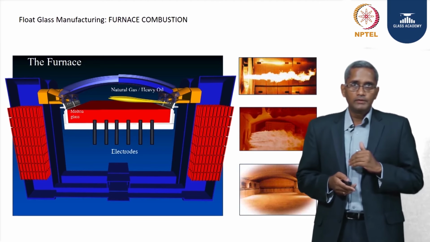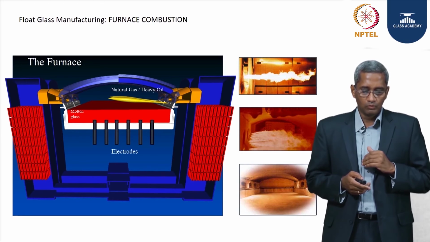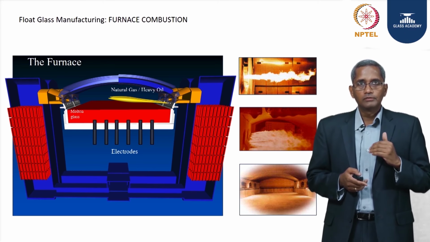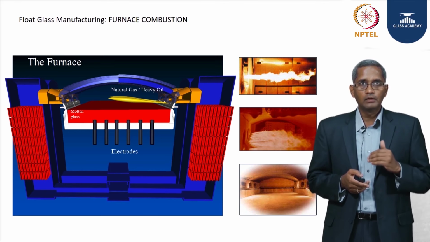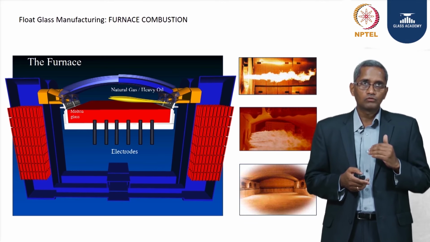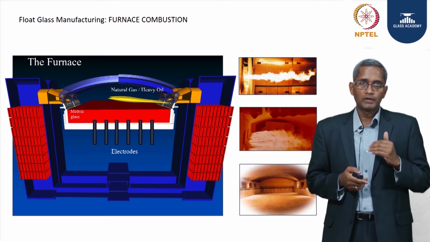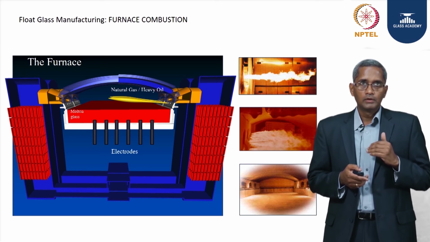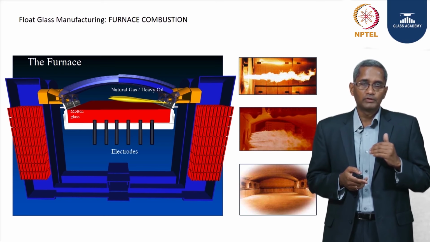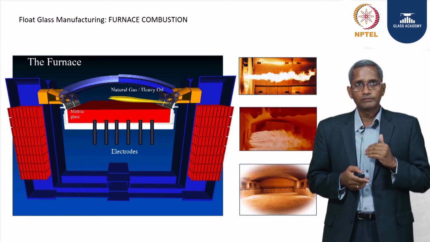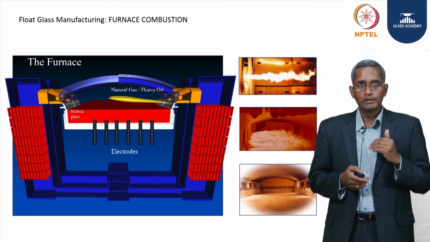Okay, you can see this is how the cross section of the furnace would look. In order to provide the 1600 degrees temperature that we maintain the furnace with, we need a lot of fuel. Most of the furnaces would use natural gas, and the plants which do not have the facility for natural gas use heavy oil. There are burners set up on both sides, as you can see in this diagram. In addition to the heavy oil or the gas, we can also supplement energy through electrodes from the bottom.